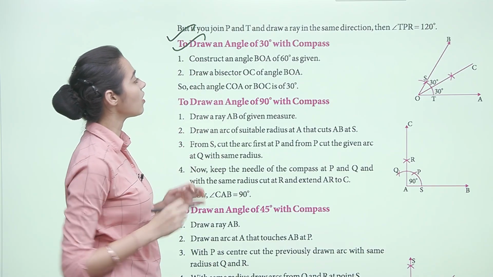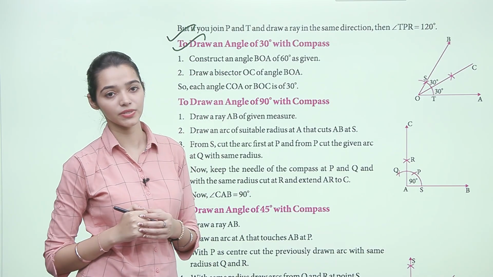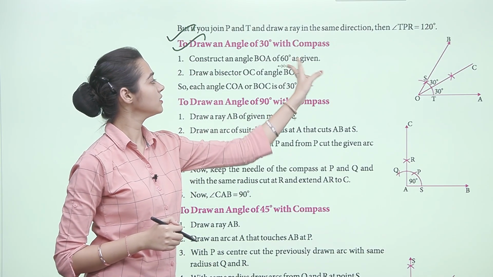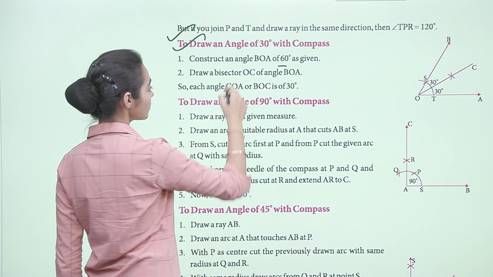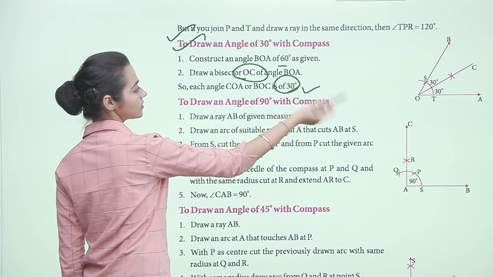Next is to draw an angle of 30 degrees with the compass. What we will do? We have constructed the angle of 60 degrees. Now we will draw a bisector of angle OC, and this is our 30 degree angle.